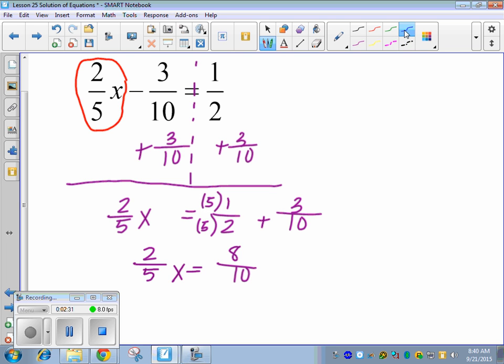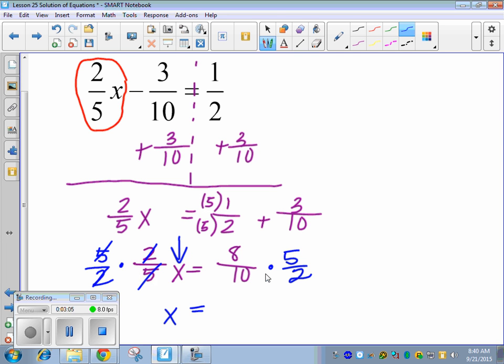Alrighty. Now what do I need to multiply both sides by to get this x all by itself? Reciprocal, yeah. So 5/2. We're going to multiply by the reciprocal because we have that fraction in front of the x. Times 5/2. Now I have x, because these guys canceled out, which is what we wanted, equals 8/10 times 5/2. Does anyone see anything that's going to make my life easier?